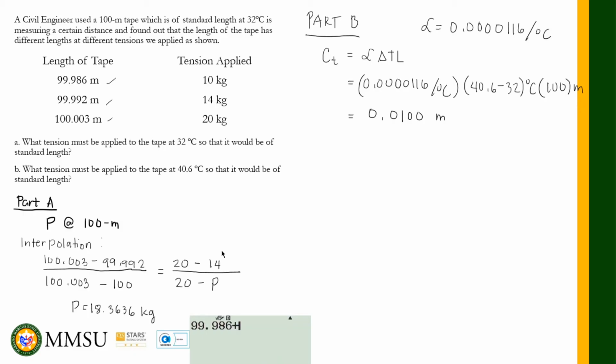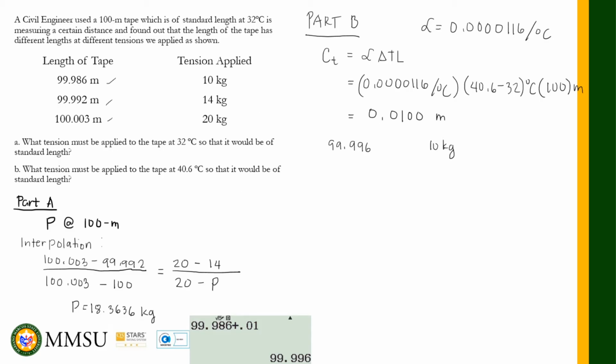For the first one, we have 99.986, tapos i-add natin yung 0.01. So that's 99.996. Okay? So we have 99.996 for the tension of 10 kilogram. Ito na at 40.6 degrees Celsius na ito. Okay, add natin yung 0.01.